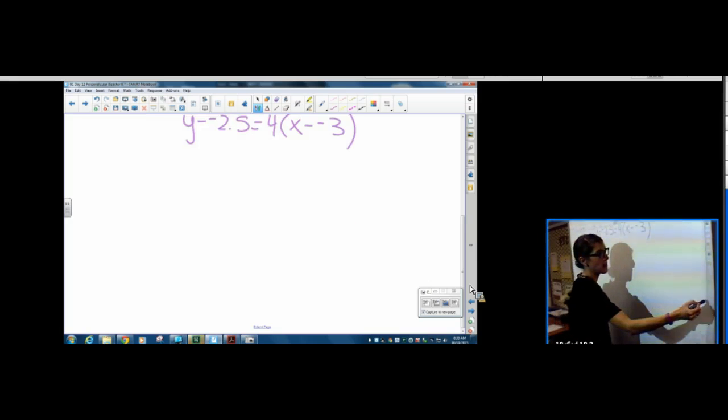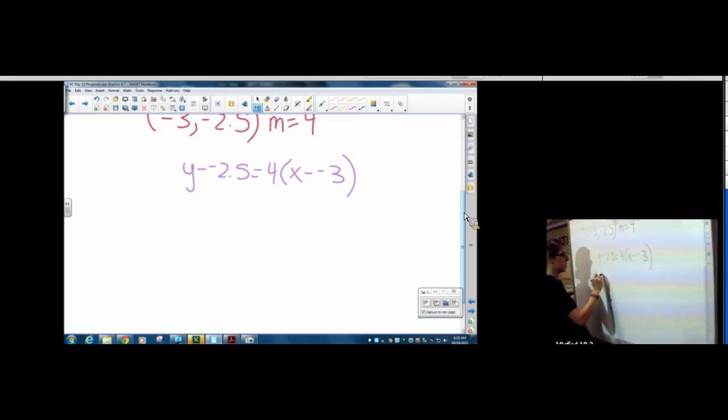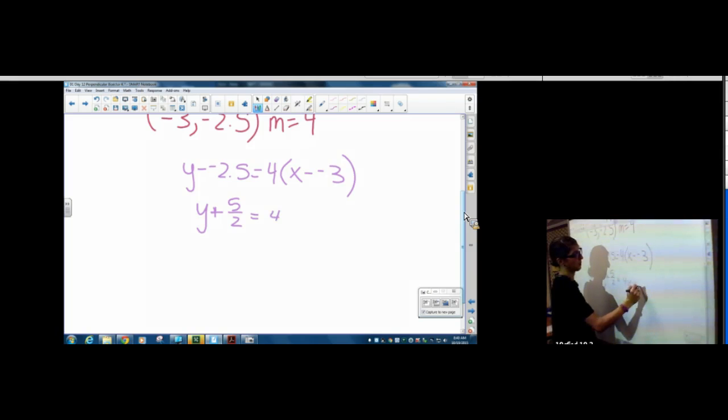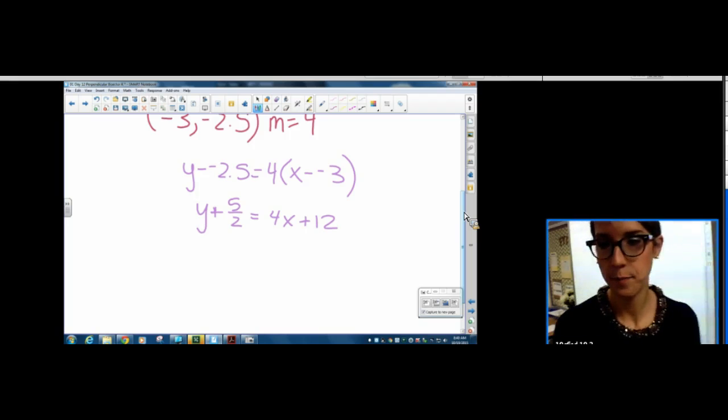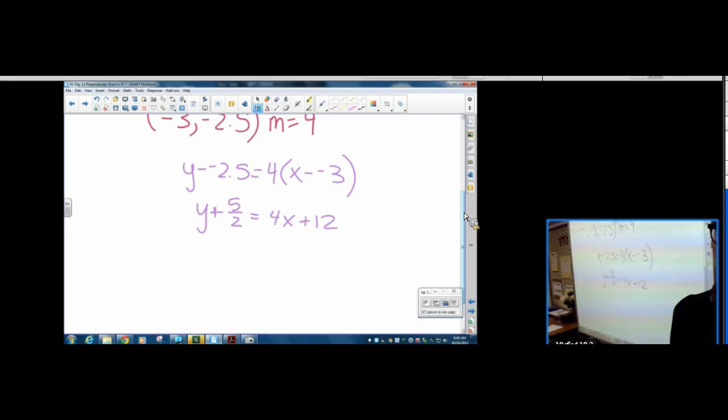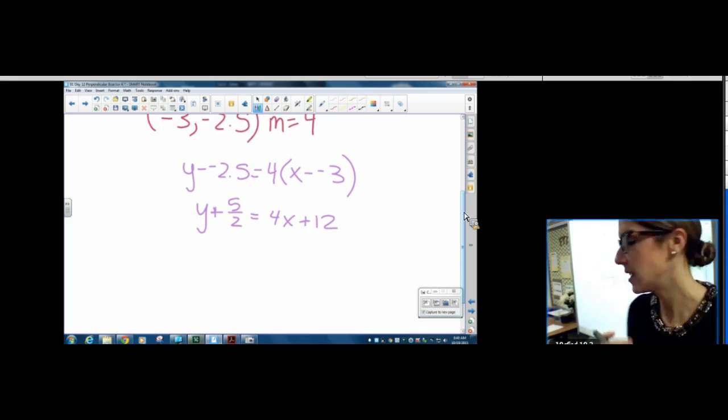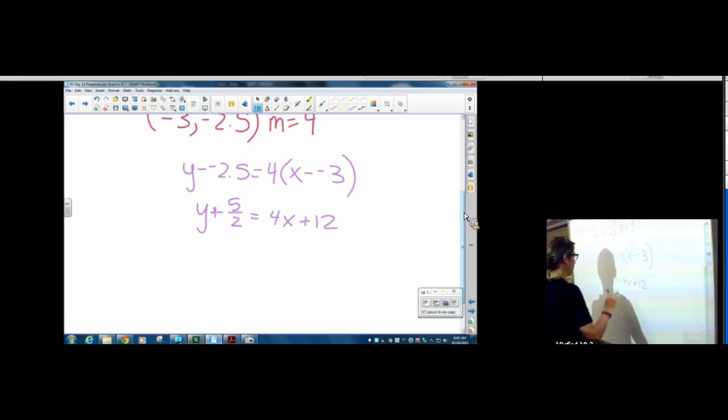Let me know if I make any errors as I'm doing this because I'm going to go quickly. Y plus 2.5. If you don't mind, I'm going to put that back into fraction form so that we can see it better. Are we okay with that so far? What I did there? Distributed, put it back into fraction form, because I want to know what to multiply by to get rid of the fraction. What are we going to multiply everything by to get rid of that fraction?